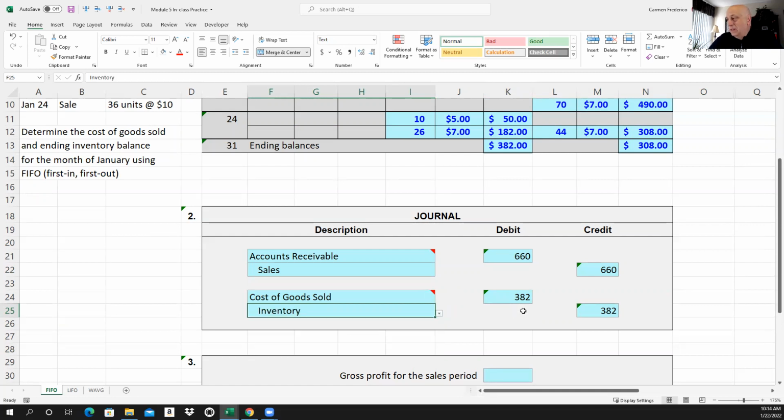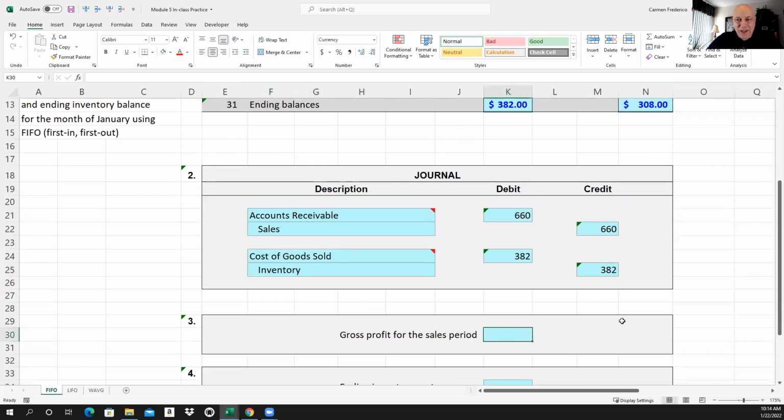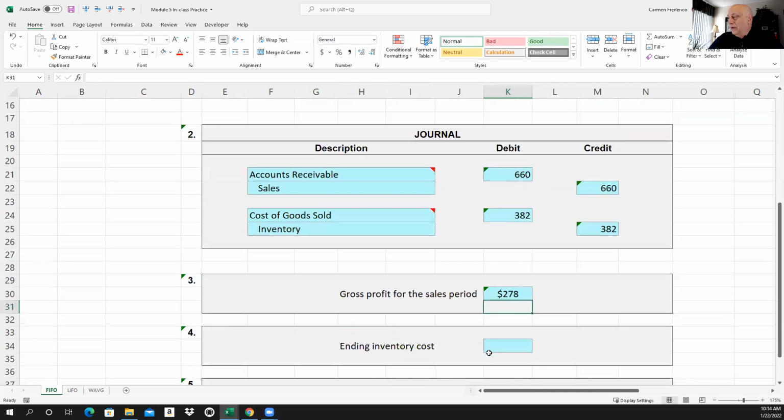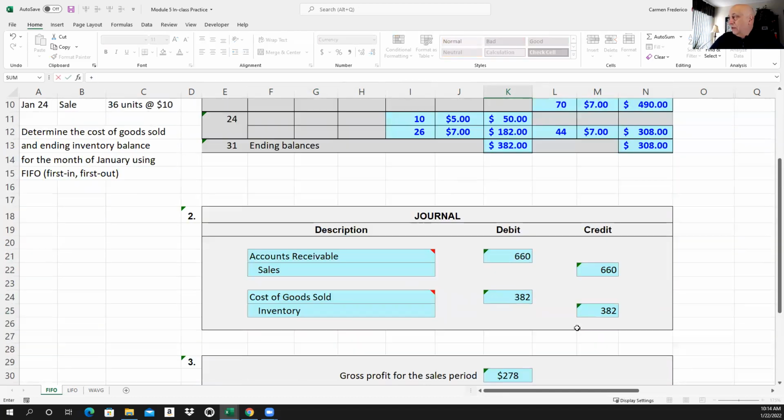Okay. So what's the gross profit for sales for the period? Well, the gross profit is your sales minus your cost of goods sold. So we have our sales of $660. We subtract our cost of goods sold of $382. Our gross profit is $278. Okay. Ending inventory cost was what? The $308 ending inventory cost.